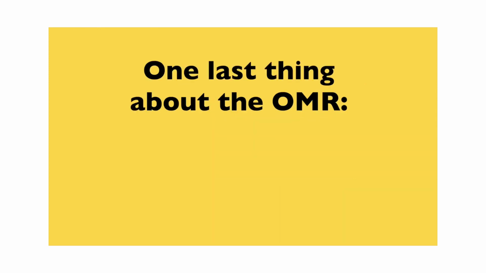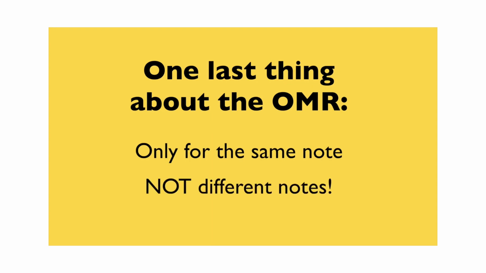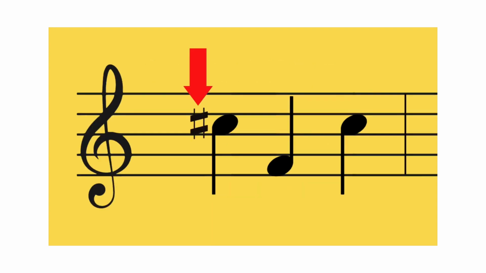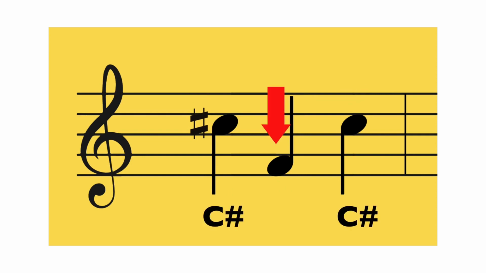One last thing about the one measure rule, it only applies to the same note, not different notes. So this sharp sign on the note C will only affect this other note C in the measure. This note here is just regular F, or F natural. The sharp does not affect it because it is not the note C. It is a different note. I hope that makes sense.